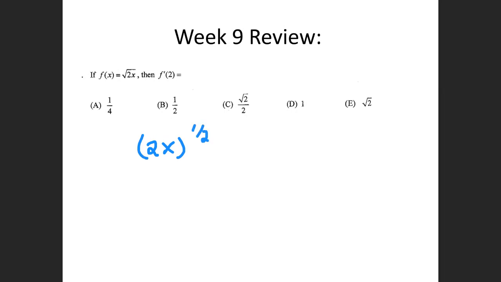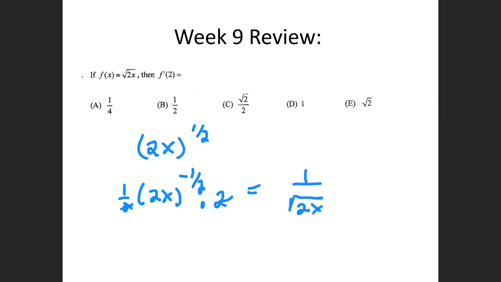I'm going to bring the 1/2 down, leave the middle alone, times the derivative of the middle. Now these 2's are going to cross off. So my derivative really is 1 over the square root of 2x. I'm looking for my value at 2, so I'm just going to put 2 in here. So I end up with 1 over the square root of 4, which is 1/2. I'm going to go with letter B for my answer.